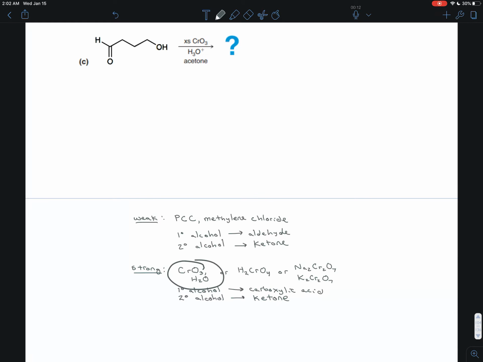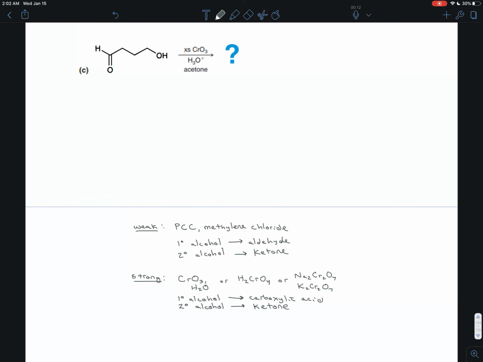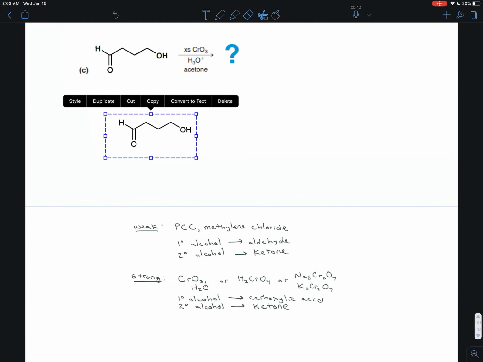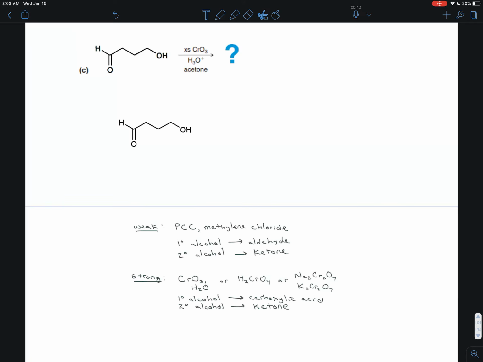Remember, that's one of those strong oxidizing agents. So that will oxidize aldehydes to carboxylic acids. It doesn't stop at the aldehyde. Remember from the mechanism, for the strong oxidizing agents, first you oxidize the alcohol to an aldehyde and then to a carboxylic acid. So the strong oxidizing agents are capable of oxidizing the aldehydes. And so the aldehyde will turn into a carboxylic acid.